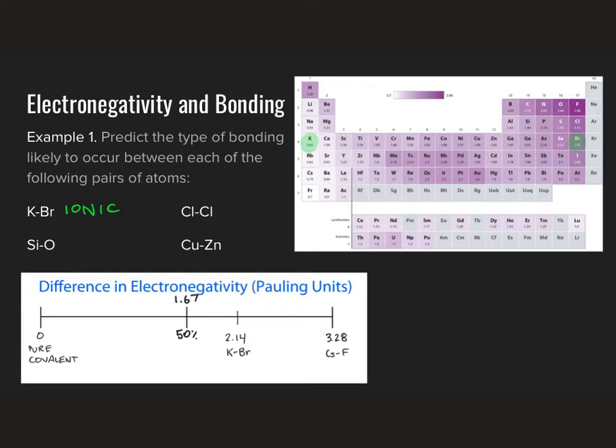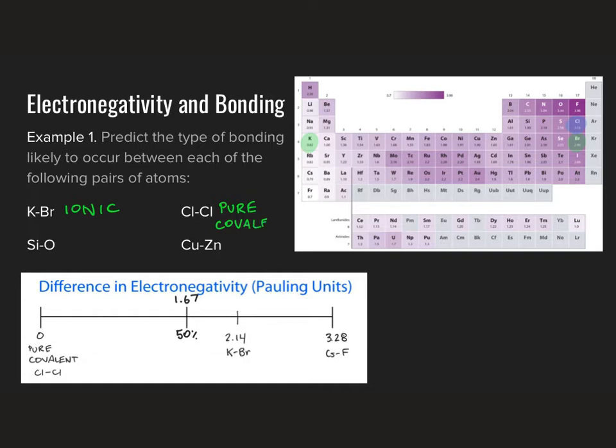This one's easy. It doesn't even matter what the electronegativity is on this one because we recognize that this is between two of the same atom. Chlorine's electronegativity is 3.16. The difference in electronegativity between chlorine and itself is obviously 0, and therefore this is what we would refer to as a pure covalent bond over here on our scale.